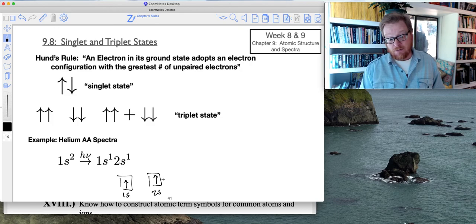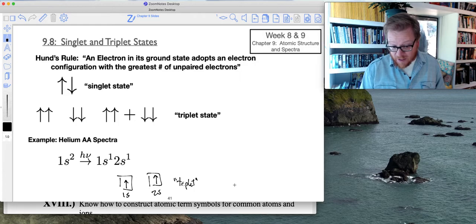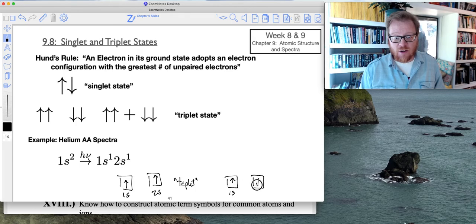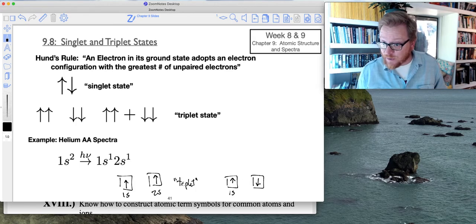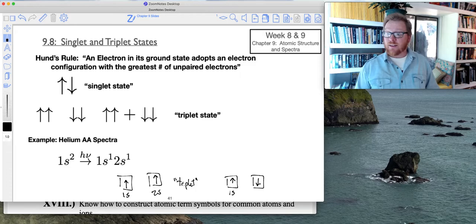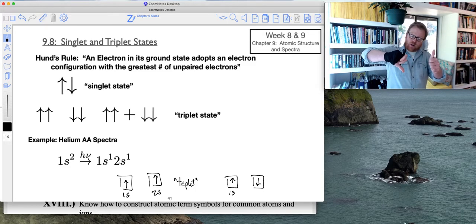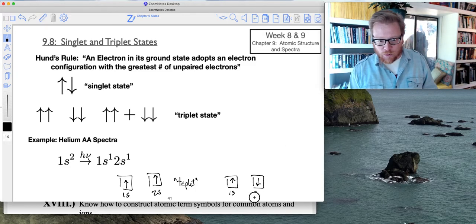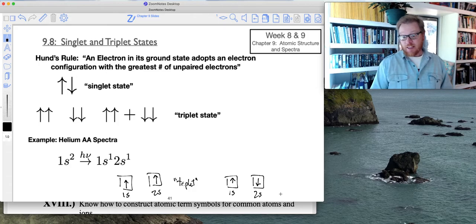Well, because that's occupying both a 1s orbital and a 2s orbital, it could be spin parallel, like a triplet. That would be a triplet state. Or, because these are in different orbitals, they could in fact still be paired. Not necessarily in the same orbital, but all the same, that is a possibility.